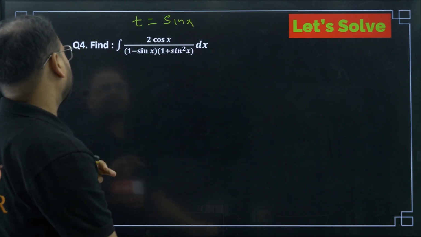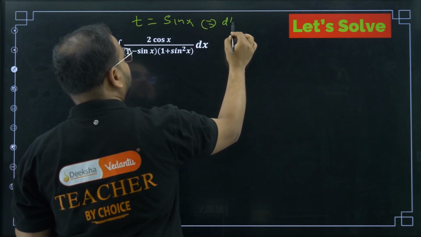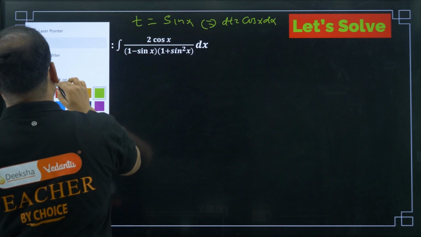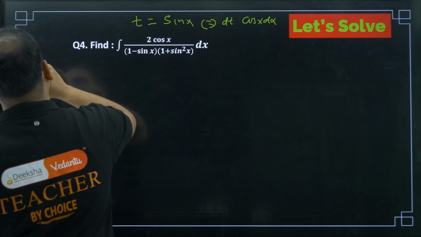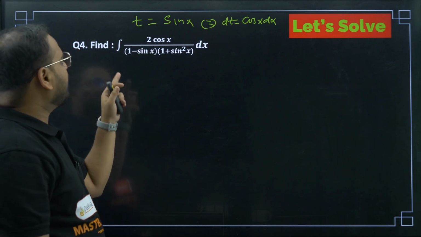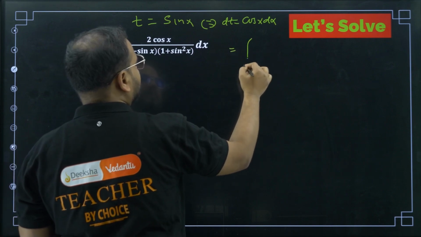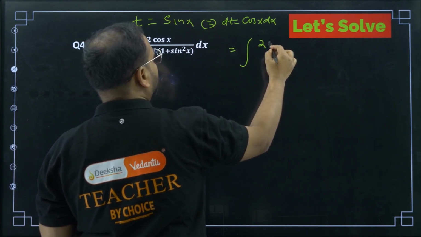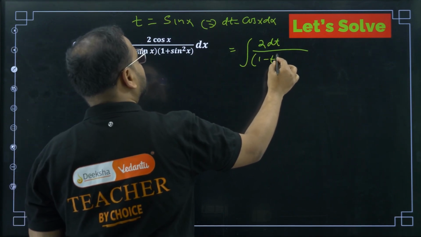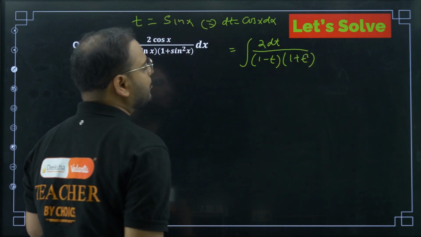So it will become dt equals to cos x dx. Am I right? So I have differentiated t with respect to x. dt equals to cos x dx, right? Now what will this become then? Please check. This whole thing will become integration of 2 dt upon 1 minus t and 1 plus t square. Yes or no? Yes.